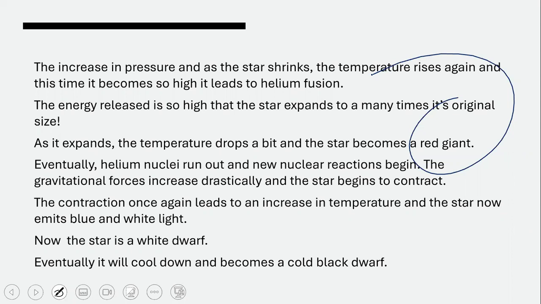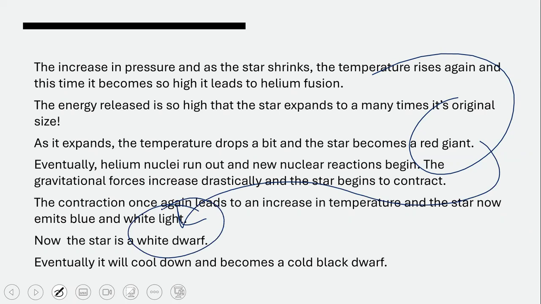What's going to happen is that, again, temperature is going to drop. When the temperature drops, what will happen? Your star is going to turn into a dwarf. It is going to go from a red giant and turn into a white dwarf.